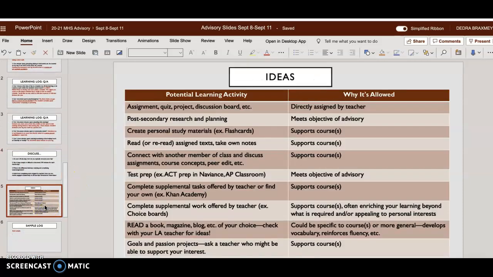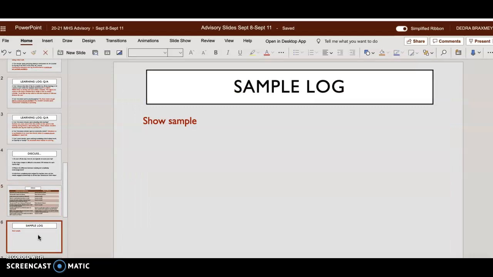After students share their ideas, on slide 15, there are some sample activities presented and then justification of why they could write that on their learning log. Feel free to discuss any other ideas that you have as a classroom teacher with your advisory students as well. On slide 16, we will include a sample log for students to look at. That will be there before Tuesday.